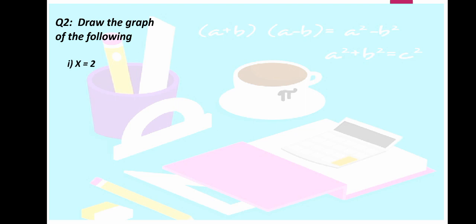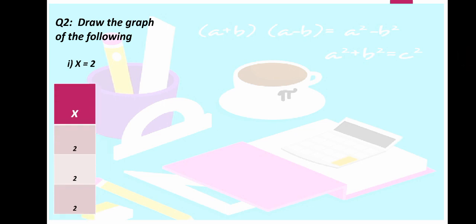Here for plotting the graph we need two values, that is of x and y. We have to make ordered pairs, and after making the ordered pairs we will make a graph. So here x is equal to 2, it means the value of x is constant. We have to take maximum 3 values for plotting the graph.